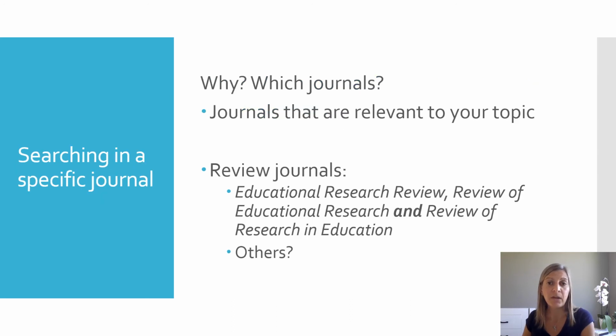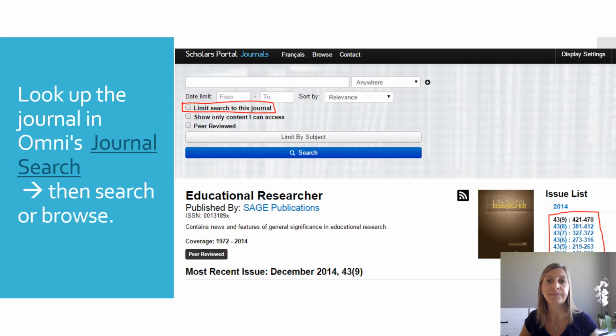Another way to move beyond keyword searching is to search or browse in a particular journal. Once you've done some searching and keep seeing the same journals appearing over and over again, go straight to that journal and browse or search. You can also look for review articles in review journals. This helps you uncover great articles that a keyword search may have missed. You can look up a journal in Omni using the journal search option, and then search or browse in that journal.